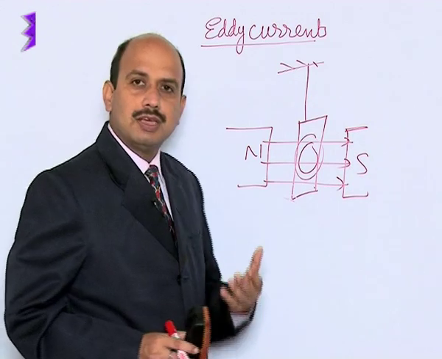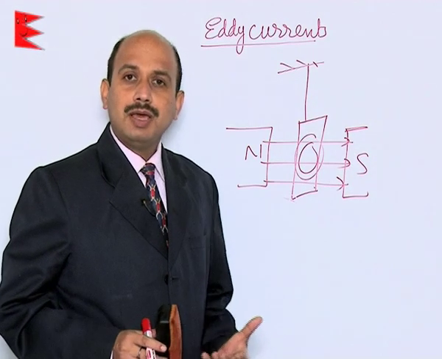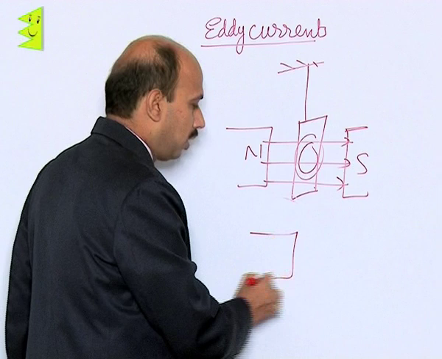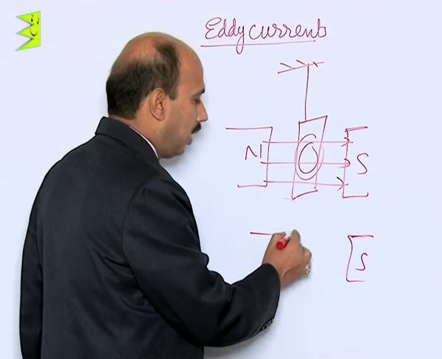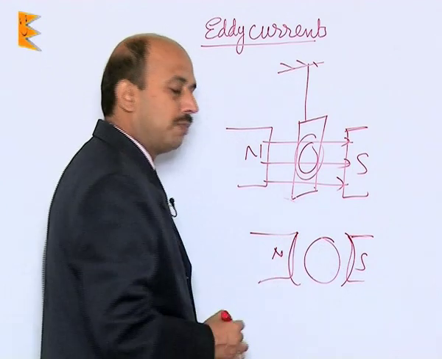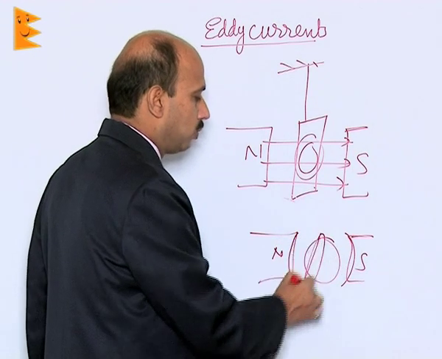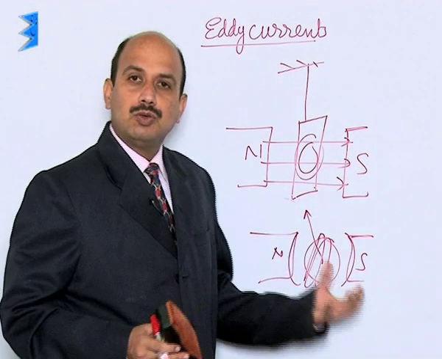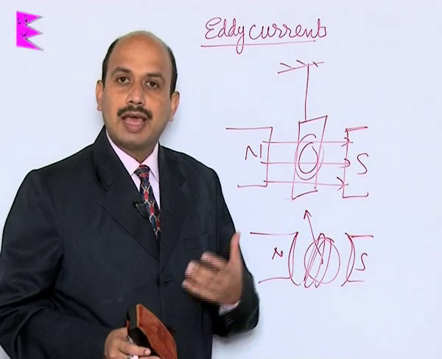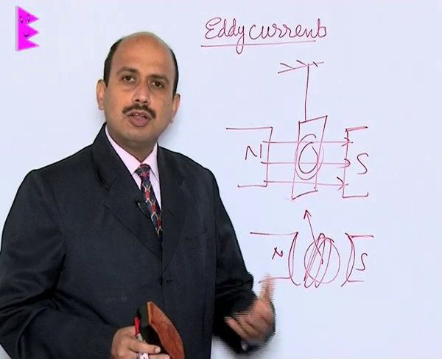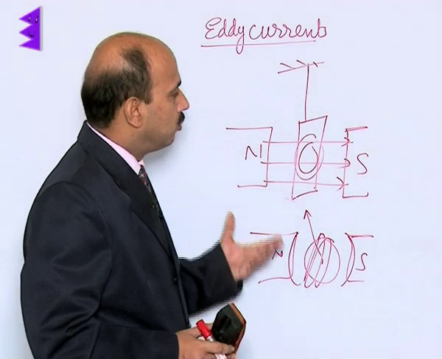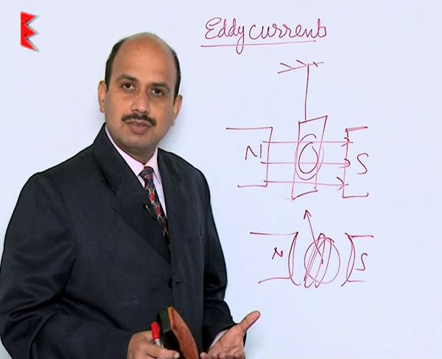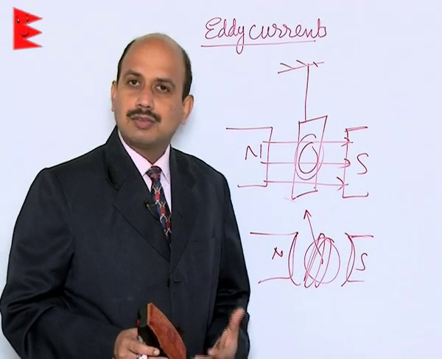Eddy currents are useful in electromagnetic damping. We have seen the moving coil galvanometer. In it there is a north and south pole of the magnet, and a coil is placed here, wound over a metallic piece of soft iron. When this coil rotates, eddy currents get induced in the soft iron, which helps in bringing the needle to equilibrium. That is also an example of electromagnetic damping. Eddy currents are also very useful in magnetic brakes in trains, and in induction furnaces.